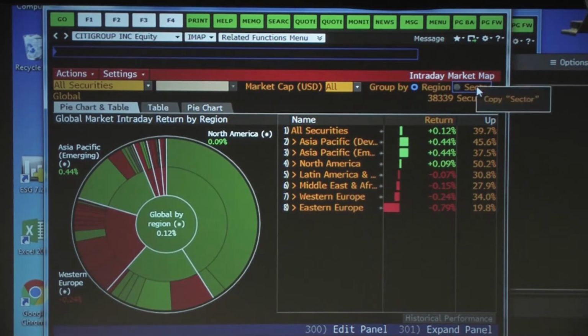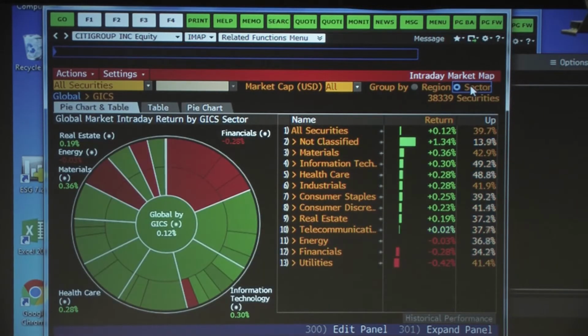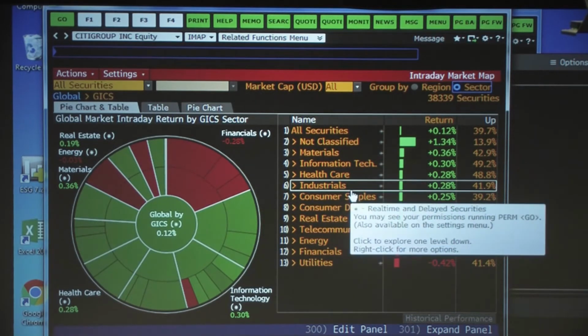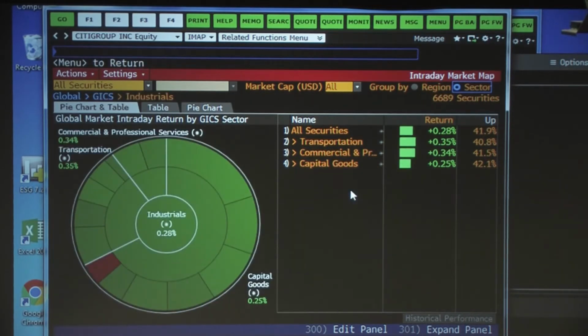So let's go back to the sector part again. Basically, it tells you how all the sectors did on a daily basis. You can see, by return on the day, how a certain sector did. You can see financials did bad today, but industrials did decent. If we click on a certain sector, you can then go into specific categories.